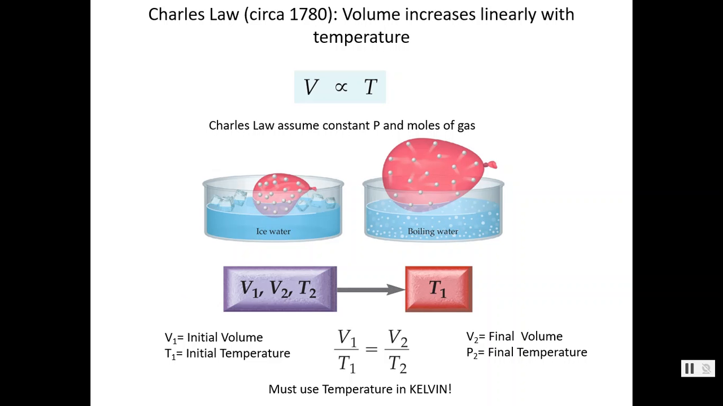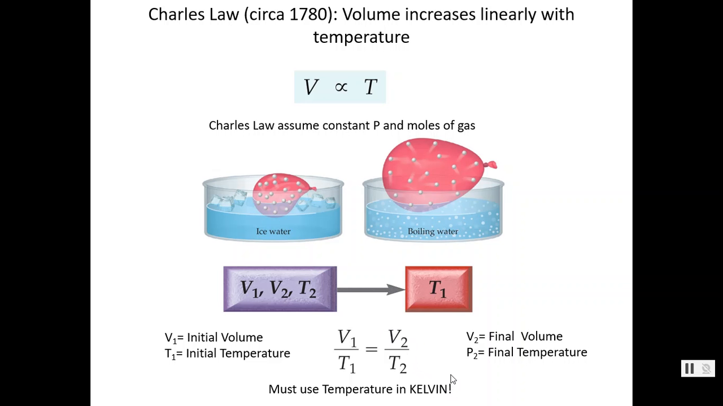If we were to say we had an initial volume and an initial temperature, we could find a final volume and a final temperature from this expression. Specifically, V1 over T1 is equal to V2 over T2. So that is the mathematical expression you will use for Charles' law.